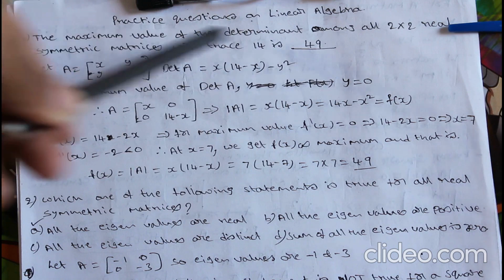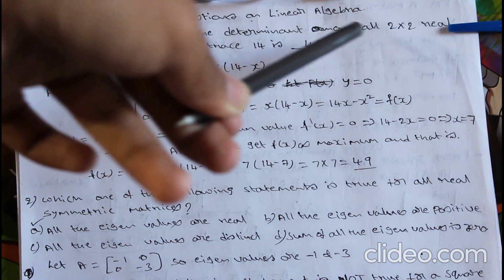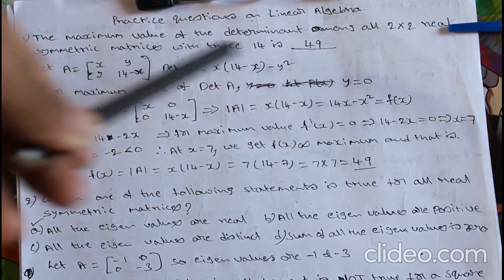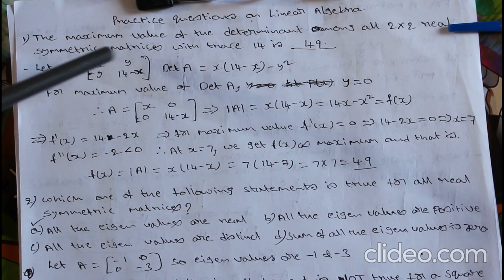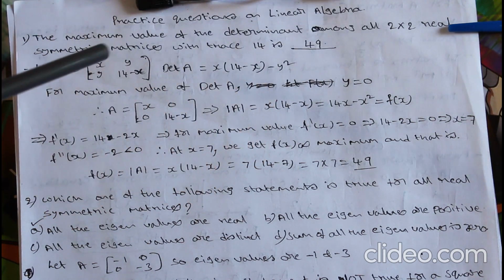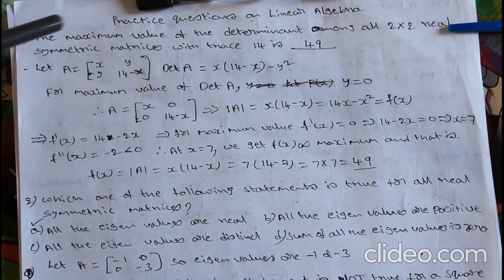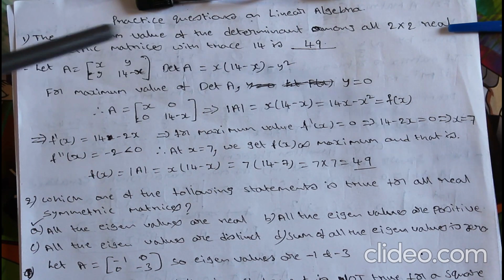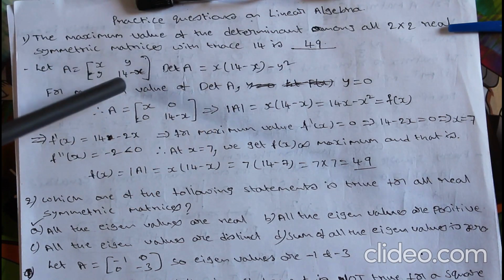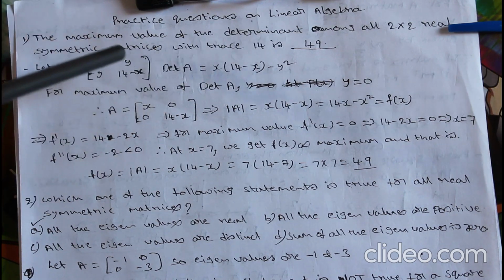Determinant among all 2 by 2 real symmetric matrices. That means the matrix will be 2 by 2. Real symmetric matrices with trace value 14. For a 2 by 2 matrix, trace value 14 means the sum of the diagonal elements is 14. There will be two diagonal elements. If you take one as x, then the other one will be 14 minus x. So we have framed the diagonal elements.